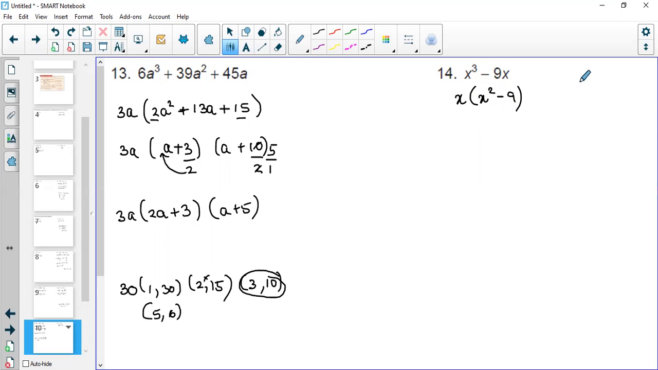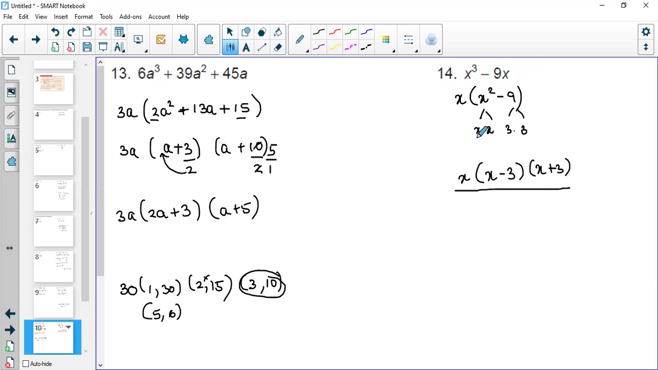Now what does this mean? This is in the form a squared minus b squared, which means we could find this in the form of x multiplied by x, 3 multiplied by 3, because this is a difference of perfect squares. So I could rewrite this as x minus 3 and x plus 3. But then do not forget the common factor which we had already removed before. So this will be the final factorization for this question.